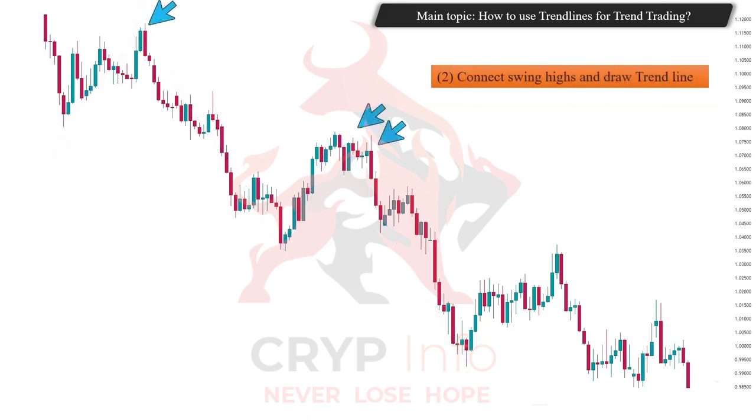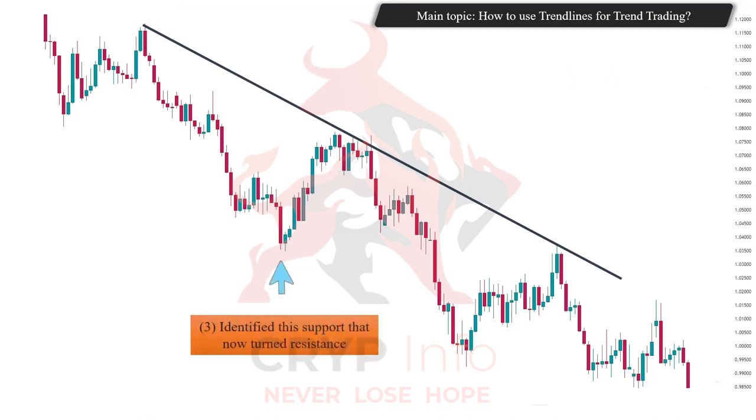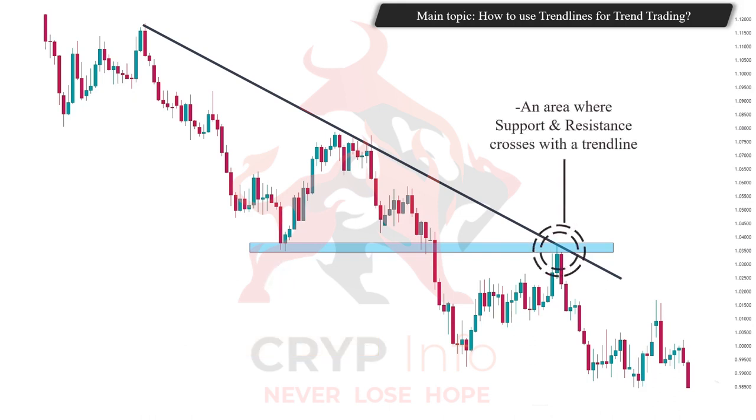Second, we will connect these three points and draw the trend line. Also, remember to stretch it further in case the price comes back up to it. Third, if we look left, we can spot the support level turned resistance here and draw it in. Fourth, we have identified this area where support and resistance cross a trend line. This level is also what we call an area of high convergence.